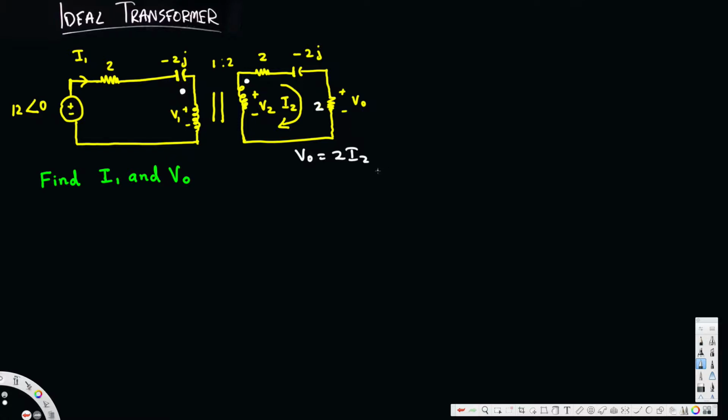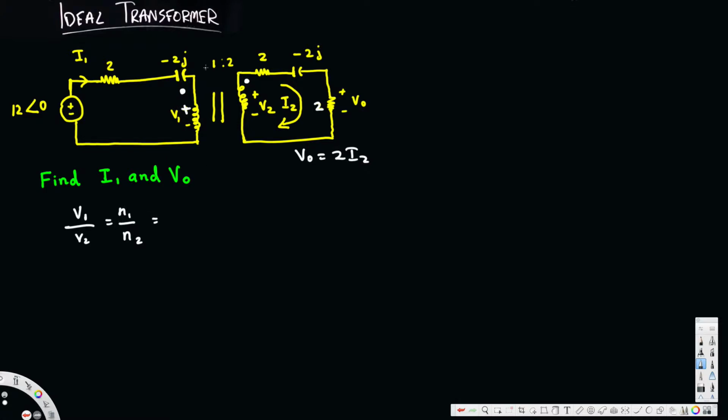V0 is 2I2. When we deal with transformers, there are two things we have to know. Voltage and turns are directly proportional, so we can write V1 over V2 is equal to N1 over N2. Now we have to see whether it's going to be positive or negative. If both dots are on the plus side, or if both dots are on the minus side, it's going to be positive. If one of them is positive and the other is negative, it's going to be negative. Here both of them are on the same side, so it's positive. That's why I leave this one as positive.